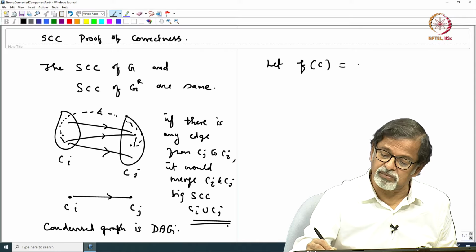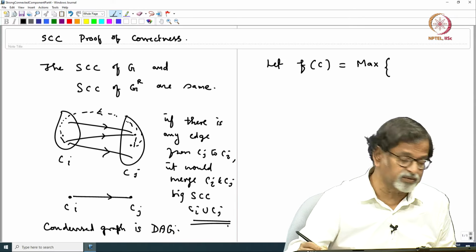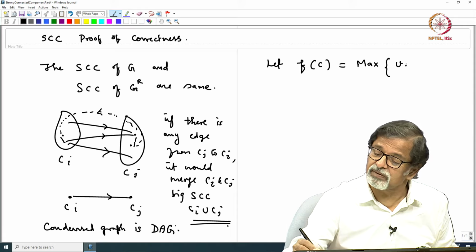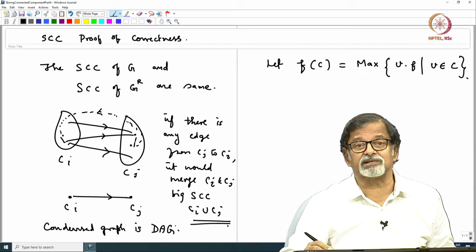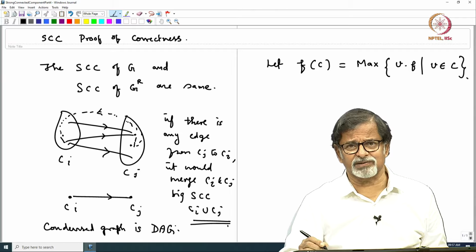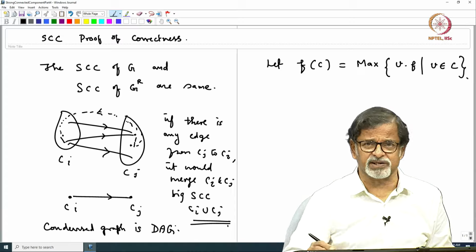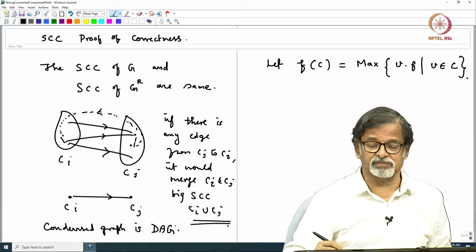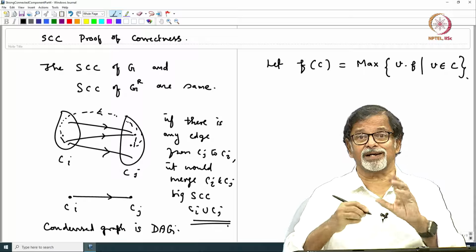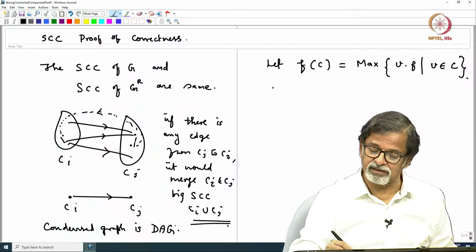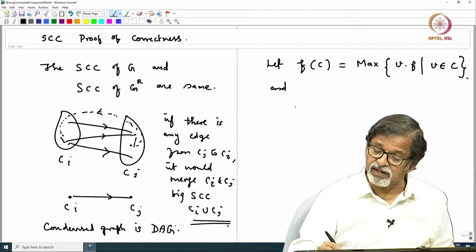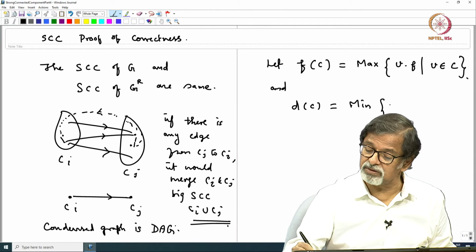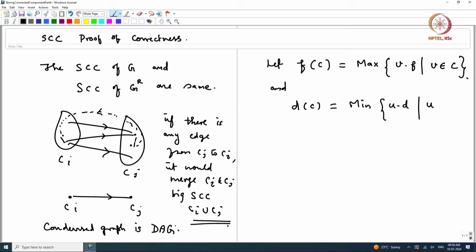Let fC equal to the maximum of v.f, v belongs to C. So C is a connected component, it has got vertices, each vertex has got a finish time, the maximum finish time among the vertices in a connected component, and the earliest discovery time, dC equal to the minimum of u.d, u belongs to C.